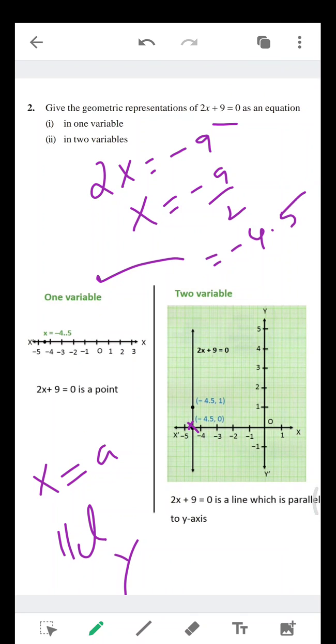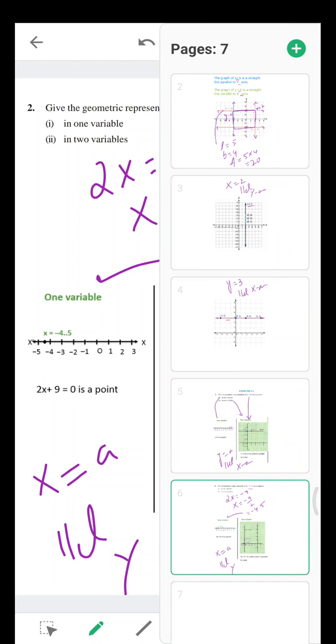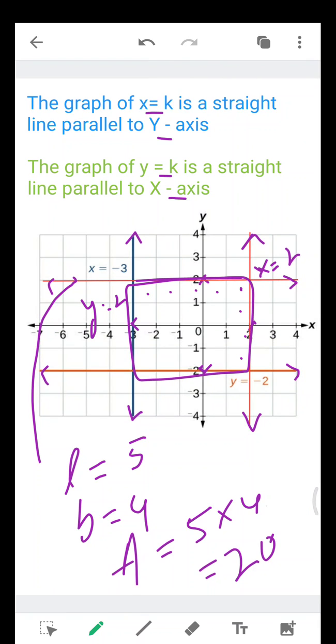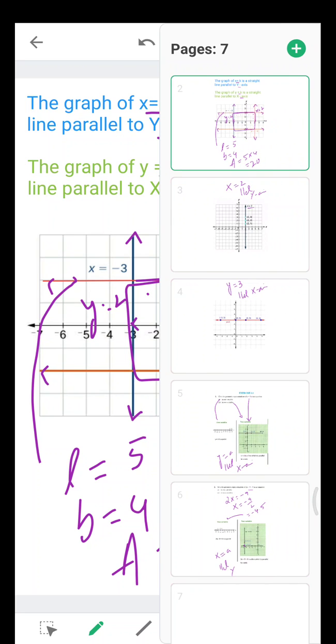I'll give you some extra questions based on this concept, based on the figure formed. So you have to draw the graphs which I am going to send you.